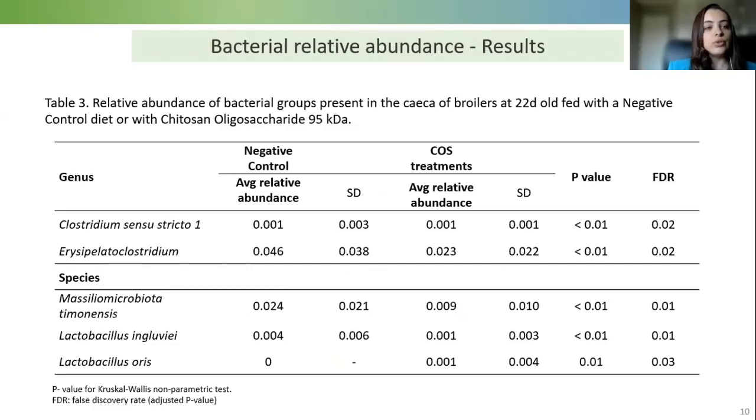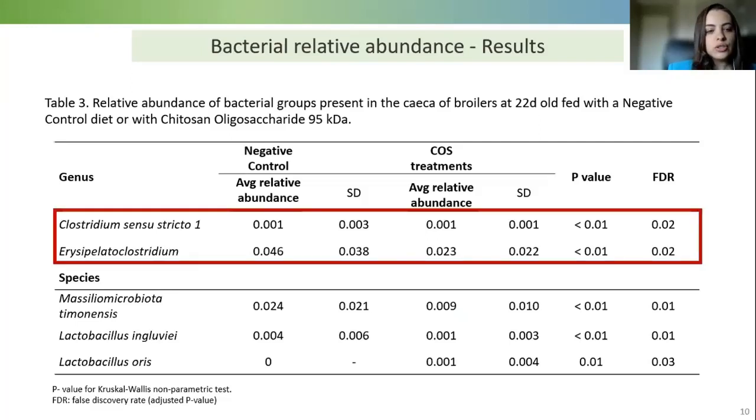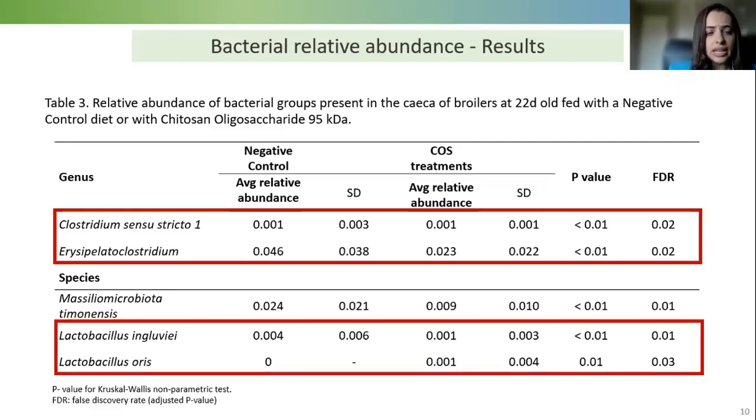So here we have the results of the relative abundance of bacterial groups. In this case, we are comparing negative control with COS treatments. And at the genus level, we can observe that the negative control treatment was responsible for the highest abundance of Clostridium sensu stricto 1 and Erysipelatoclostridium. Bacteria from those groups are more related to dysbiosis, a disbalance. And at the species level, we can observe that the negative control treatment had the highest concentrations of Lactobacillus gallinarum, while the COS treatment had the highest concentrations of Lactobacillus aviarius.